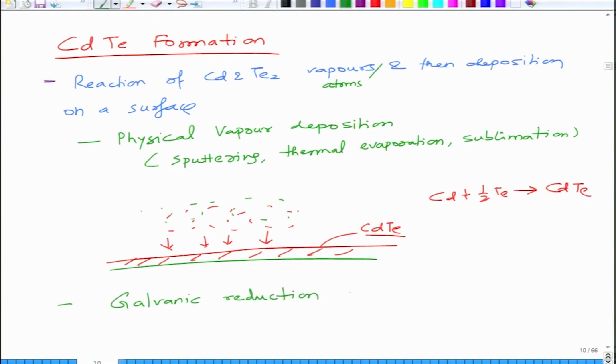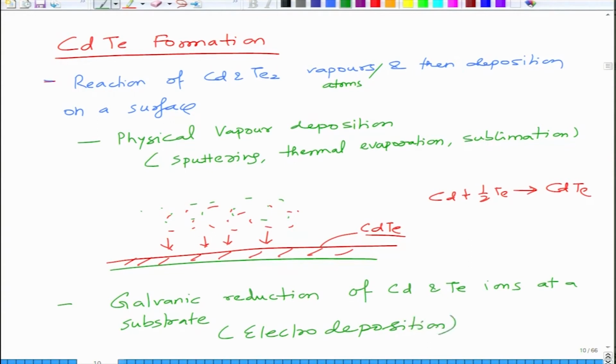So galvanic reduction of cadmium and tellurium ions at a surface, at a substrate. This process will be called electrodeposition. You must have a source of cadmium ions, a source of tellurium ions, and then you make them diffuse towards the substrate, which acts as an electrode, and then cadmium and tellurium ions deposit on the electrode giving rise to cadmium telluride formation.